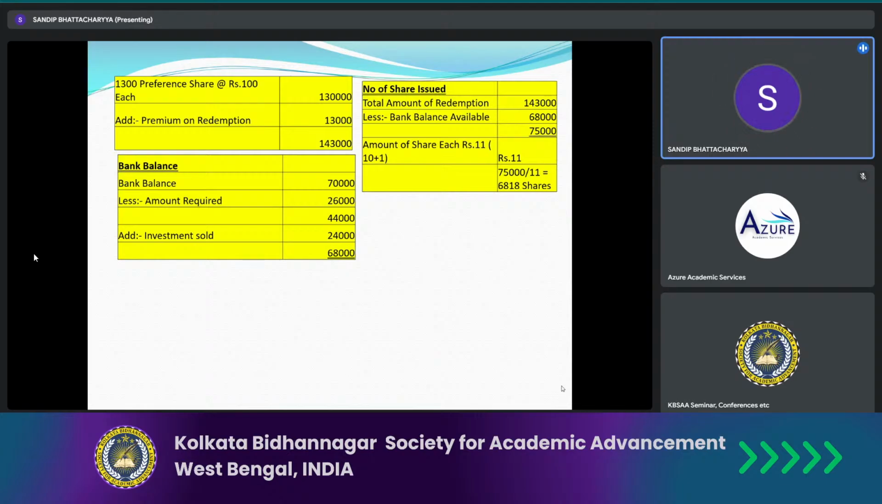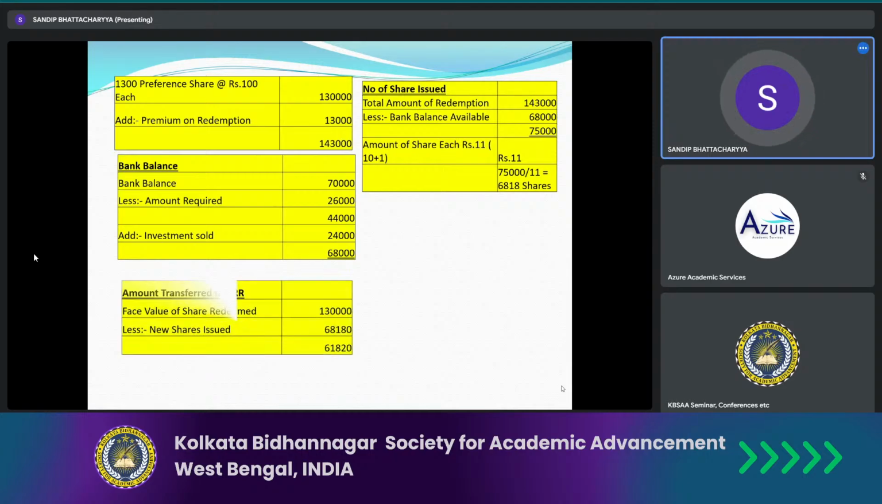So this 75,000 is the amount required for the redemption. For this amount requirement, you need to make a fresh issue of shares. What is the face value? Face value is 10, premium is 1, so the new issue price of the share is 11. So 75,000 divided by 11, the rounded off figure is 6818 shares. And now you can see how much amount is transferred to the capital reserve. This is working note number 4 in the footnote.